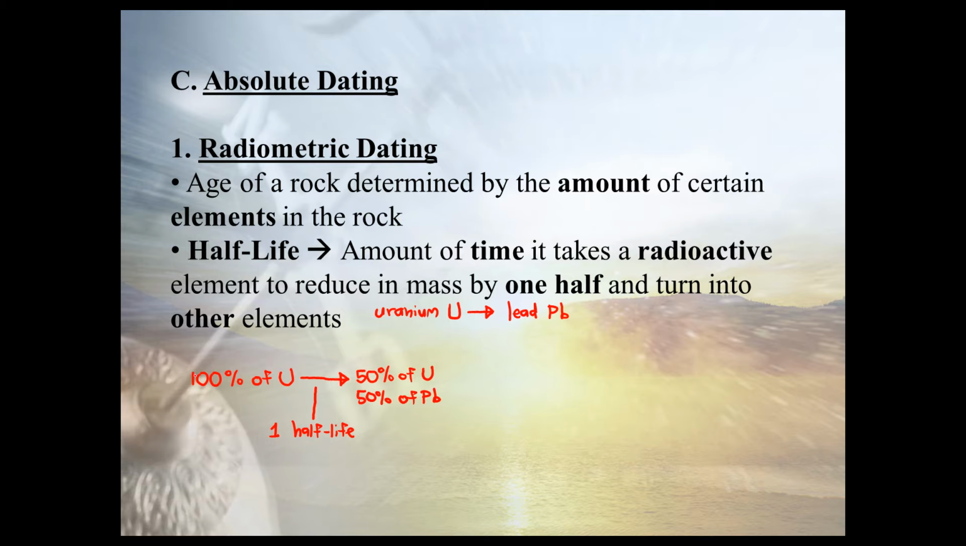So again, we start with 100% of uranium. After one half-life, I only have half of my original mass now. So now I have half of the uranium, and then I'm left with 50% of lead. 50% of it turned into lead. Well, let's go through another half-life and see what happens.